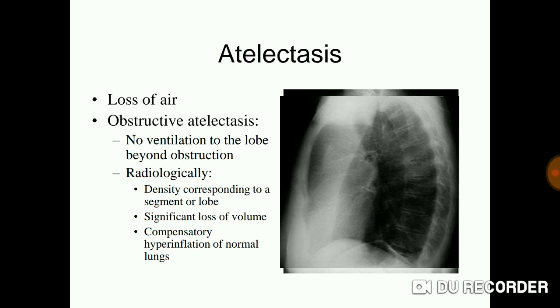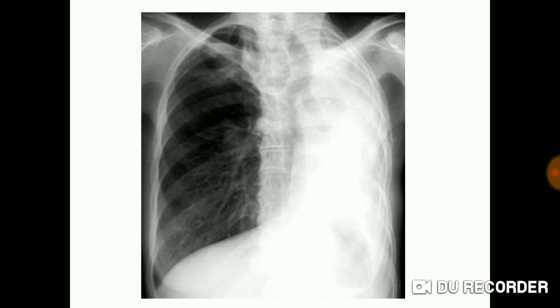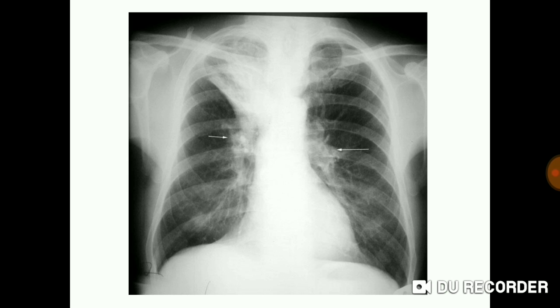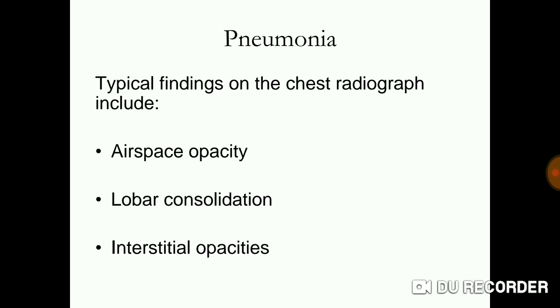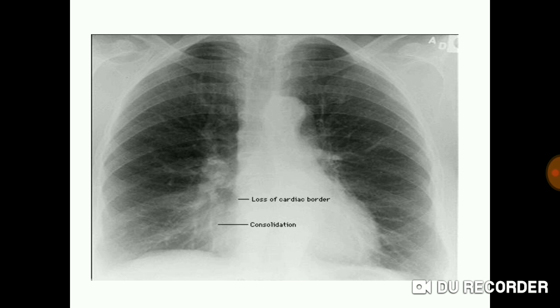Atelectasis is loss of air. Obstructive atelectasis: no ventilation to the lobe beyond the obstruction. Radiologically, density corresponding to the segment or lobe, significant loss of volume, and compensatory hyperinflation of normal lungs. You can see in this picture atelectasis. Next is pneumonia. Typical findings on the chest radiograph include airspace opacity, lobar consolidation, and interstitial opacities. You can see in this picture.